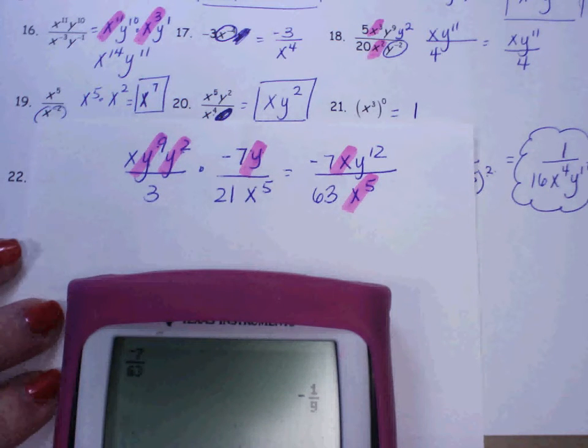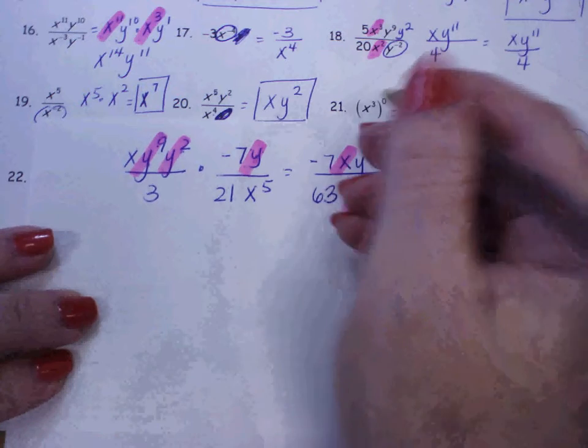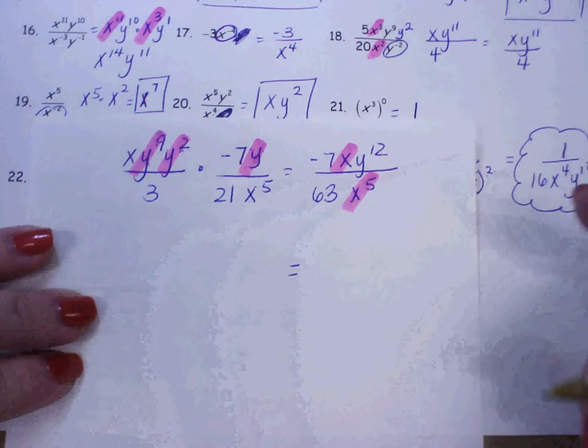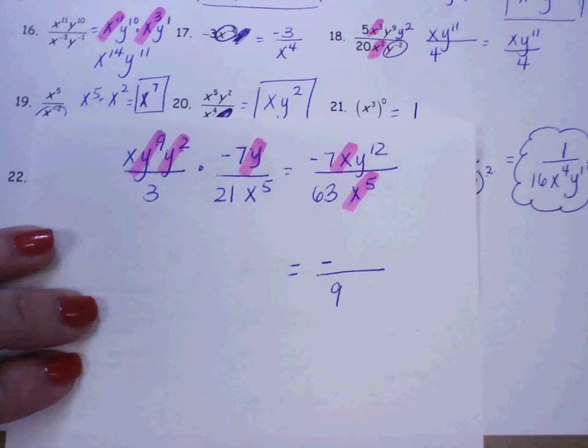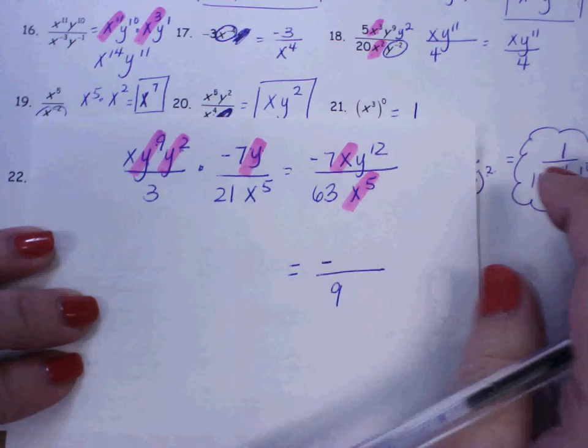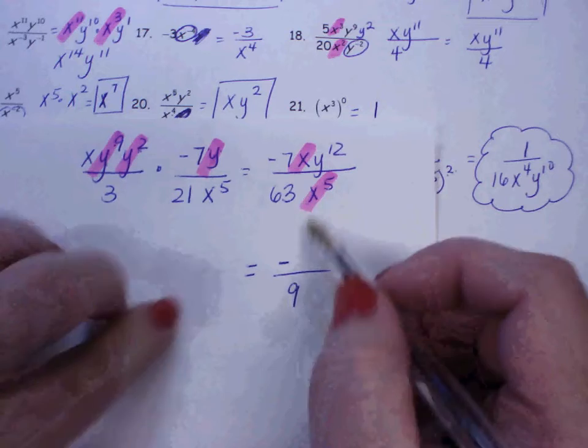Eyes on me. We do need the negative. I'm sorry. We don't need the 1. With me or not? All right.